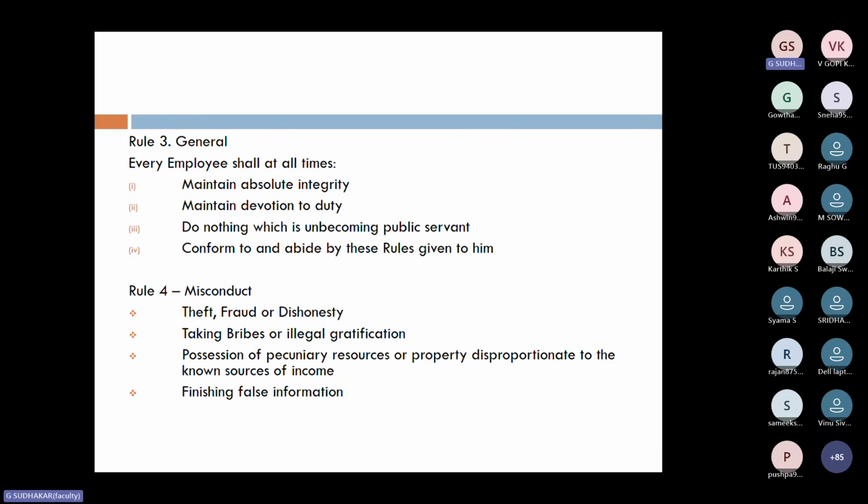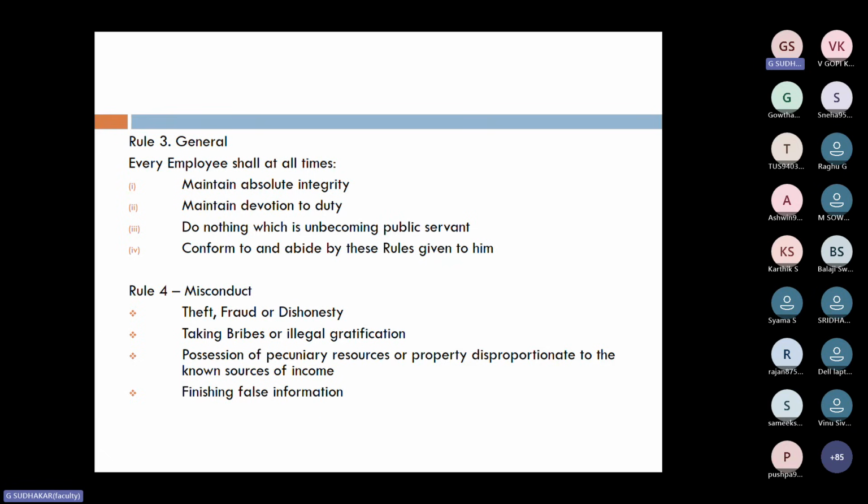This rule number 4 is an important point: misconduct. What are all the misconducts under the CDA rules under rule number 4? Theft, fraud, dishonesty. If any employee commits any theft, fraud or dishonesty, then under rule number 4 this employee has to face the consequences, either domestic inquiry and punishment thereafter, depending on the veracity of the theft or fraud committed. Taking bribes or illegal gratification, possession of pecuniary resources and property. These are just simple English words only.